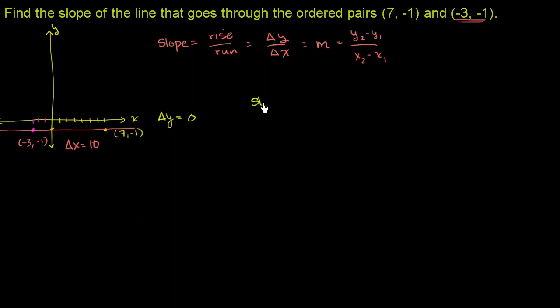So the slope here is going to be, when we run 10, what was our rise? How much did we change in y? Well, we didn't rise at all. We didn't go up or down. So the slope here is 0. Another way to think about it is this line has no inclination. It's a completely flat, completely horizontal line. So this should make sense. The slope here is 0.